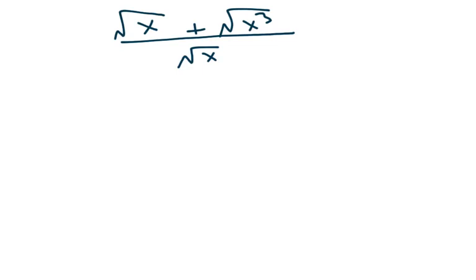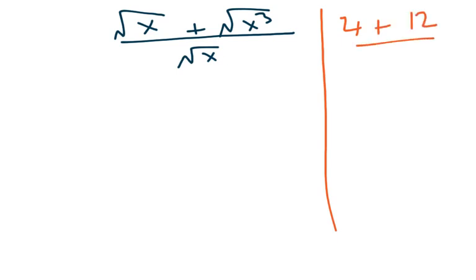For example, you may be asked to evaluate or to simplify an expression like this. Let's just make another fraction. It looks kind of similar to this using numbers. Let's say we're talking about 4 plus, say, 12 over 4. Okay? Well, we know that the answer to that is actually equal to 16 divided by 4, which is 4. Okay?